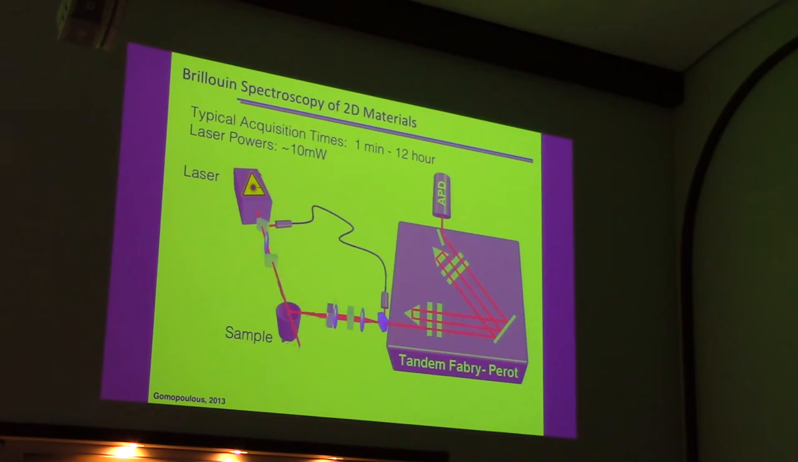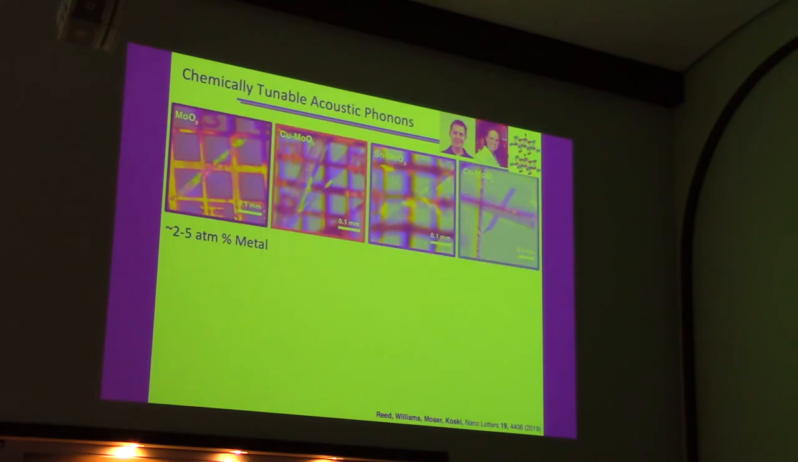Okay. We do this using a scanning tandem Fabry-Perot interferometer. It's also known as a Sandercock box. There aren't a lot of these in the world. It's a high-resolution technique. So these are those molybdenum oxide large crystals that I showed you before. This is work done by myself and my colleague Brian Reed at IDES, so in industry. We took these materials and I suspended them on a substrate. They're intercalated, you can see, with copper, with tin, and with cobalt. You can see the different color changes. We only put about 2 to 5 atomic percent of metal, so very little.